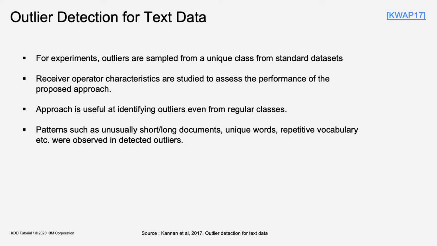Thus, this paper covers an outlier detection framework for text documents that captures the underlying semantic topics in the corpus and accordingly identifies the outliers.